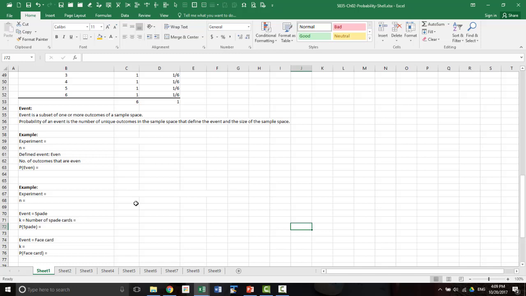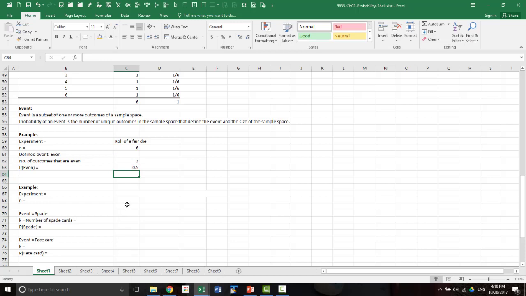So again, going back to the roll of a die example, the experiment is the roll of a fair die. The number of outcomes in the sample space is 6. Suppose we define an event called even. How many outcomes are there in the event? There are 3 of them. So the probability of even is the number of outcomes in the event divided by the number of outcomes in the sample space, which is 6. So that's 0.5.